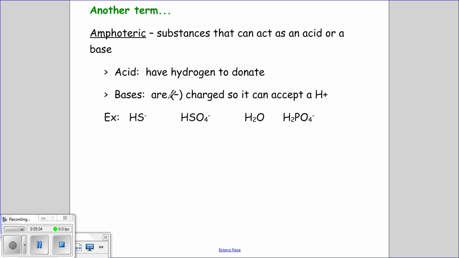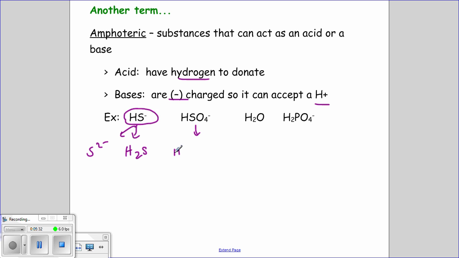Okay, the term amphoteric is kind of like ambidextrous for your left-handed, right-handed. Amphoteric refers to the fact that you can act as an acid or a base. That means you have to have a hydrogen to donate or a negative charge that you can accept that H+, because opposites attract here. So in this case, this can either make H2S or deprotonate to make S2-. So this is amphoteric. Most of our diprotic acids will be amphoteric.